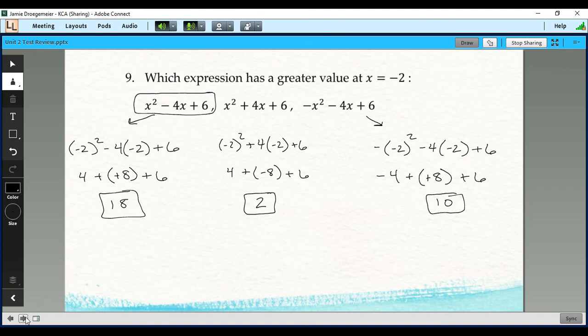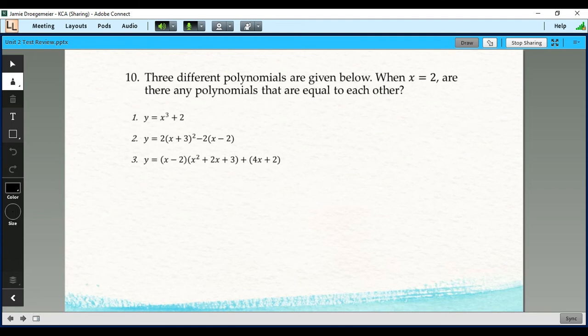All right, so let's move on then to number 10. In number 10, it says we have three different polynomials given below. When x is 2, are there any of these polynomials that are equal to each other? So again, we just need to evaluate these when x is 2. So in that first one, we're going to take 2 to the third and add 2. Well, 2 to the third, 2 times 2 times 2 is 8. So that's 8 plus 2. It evaluates to 10.